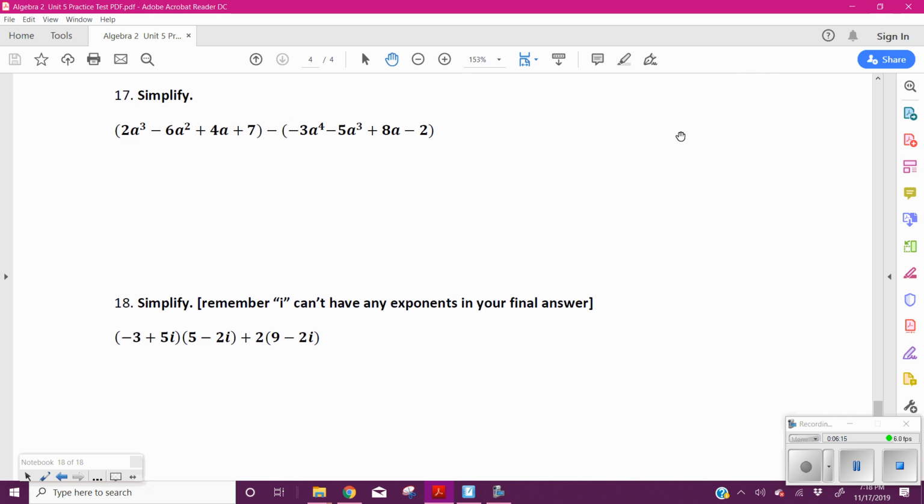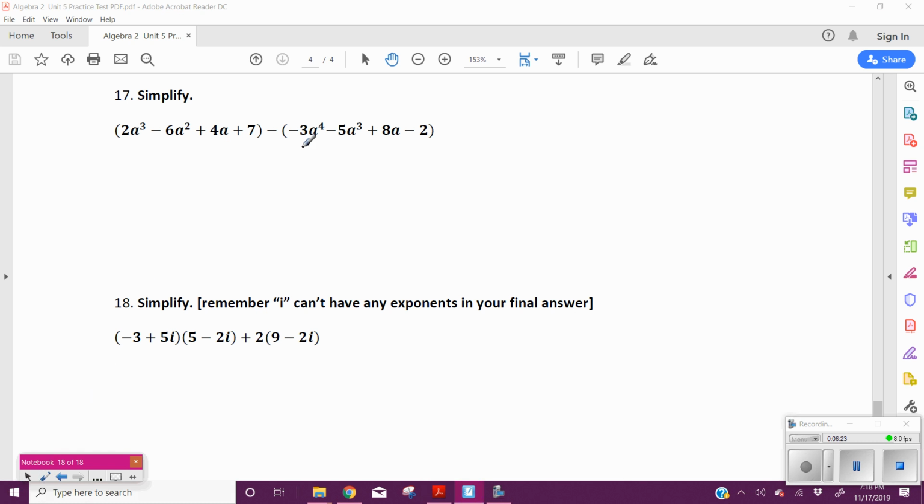Number 17 also wants us to simplify. We have two sets of parentheses with a minus sign in between, which means we first have to distribute that minus sign. So negative times negative, that's a plus 3a to the fourth. Negative times negative, that's a plus 5a cubed. Negative times a positive is a minus 8a. Negative times a negative is a plus 2.